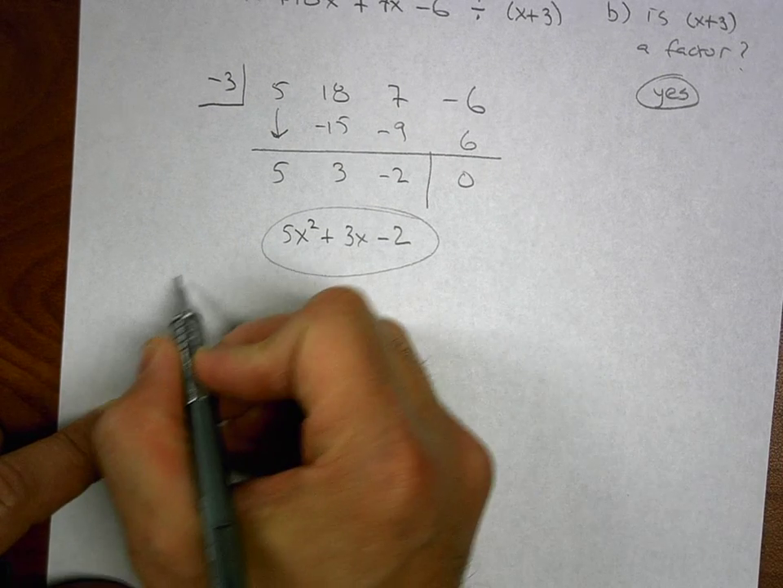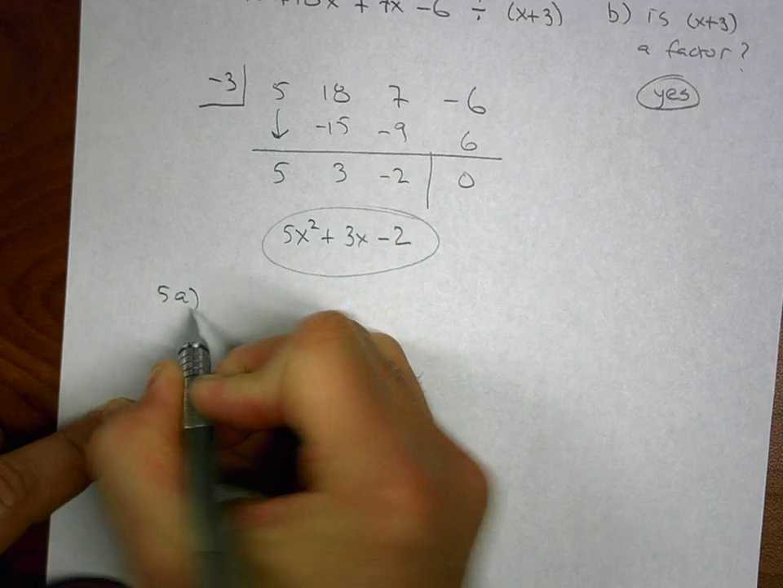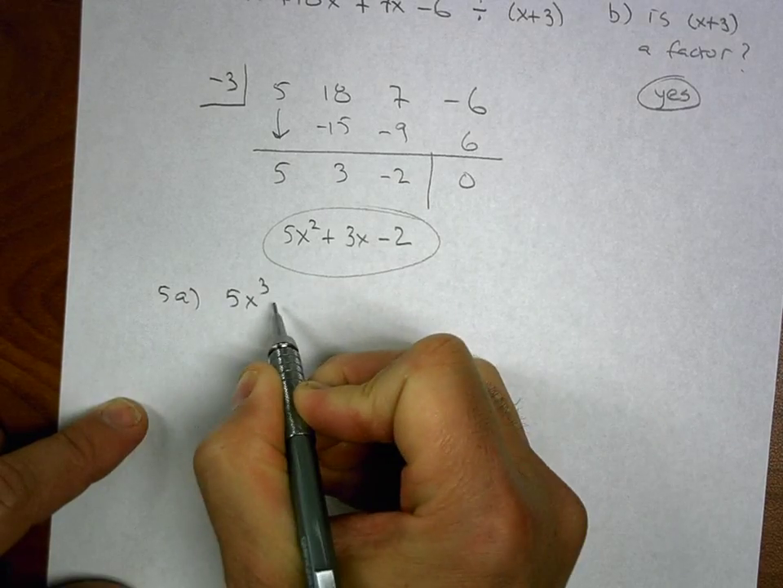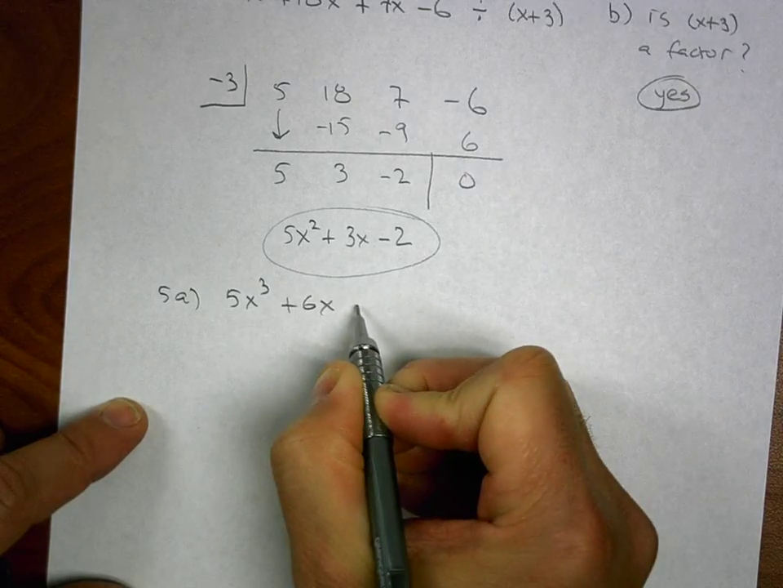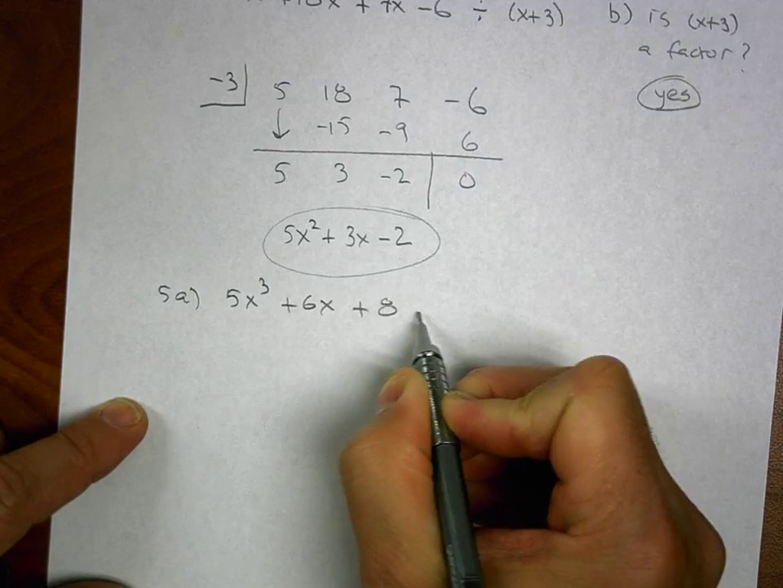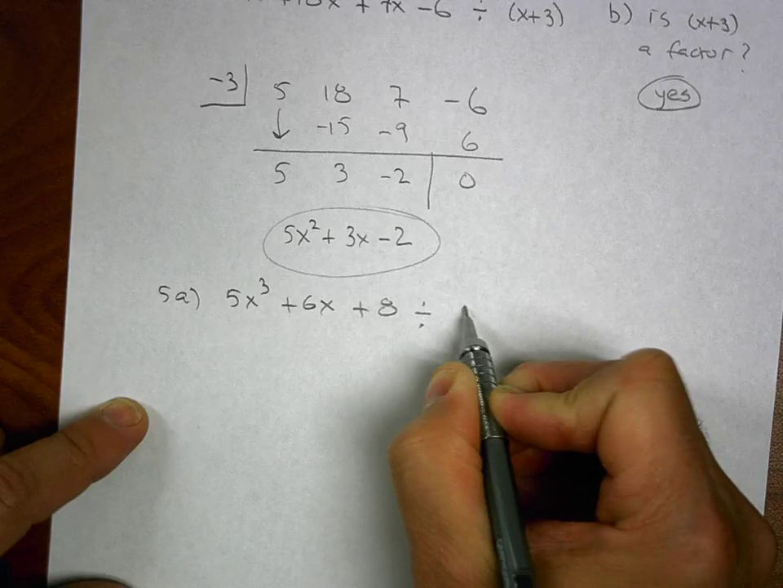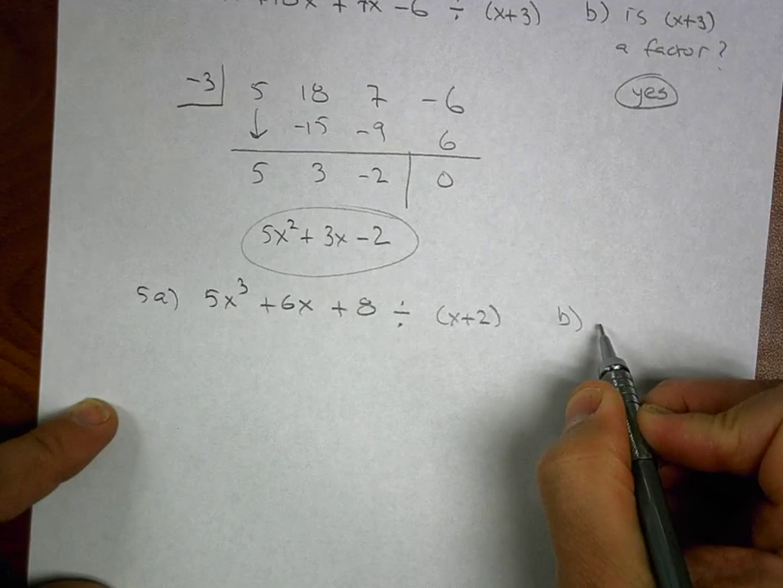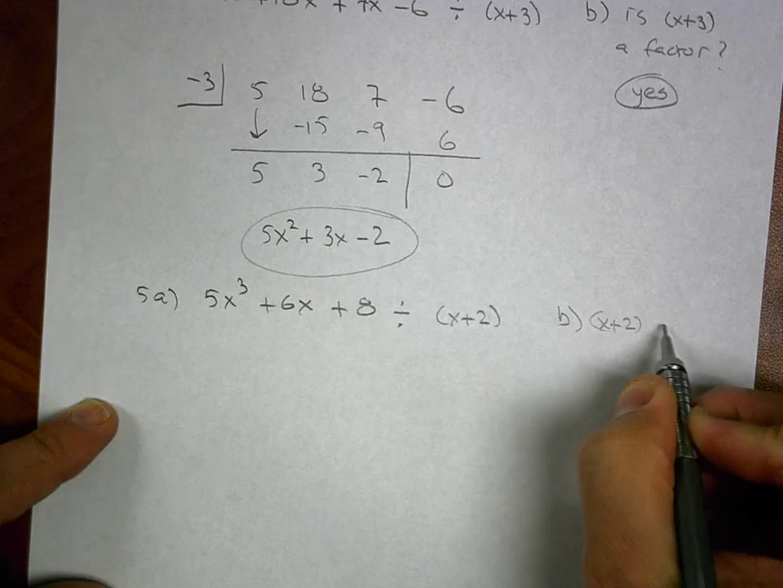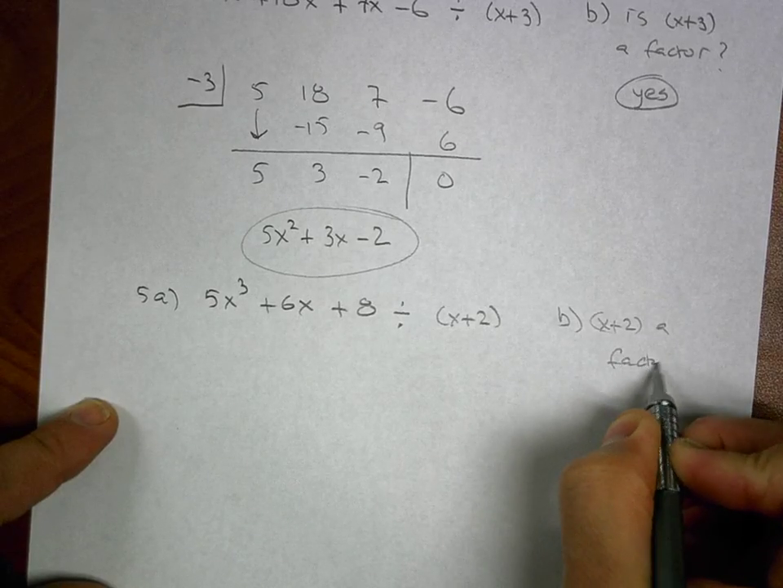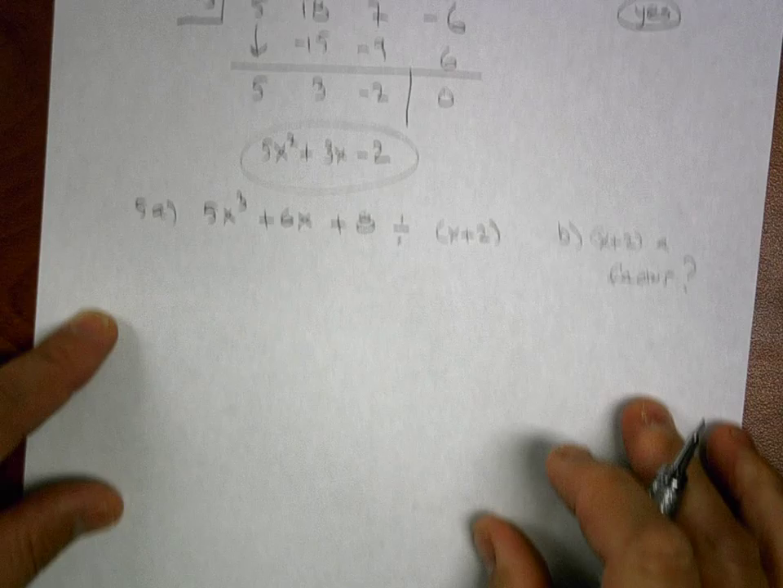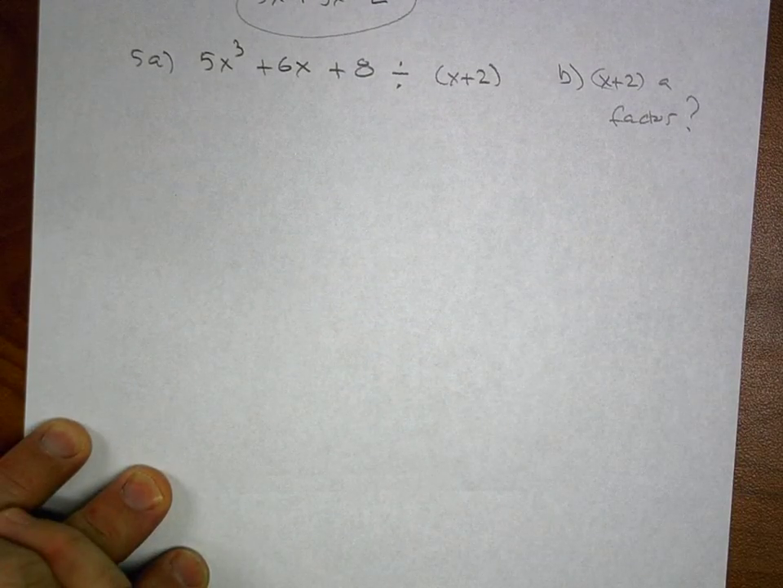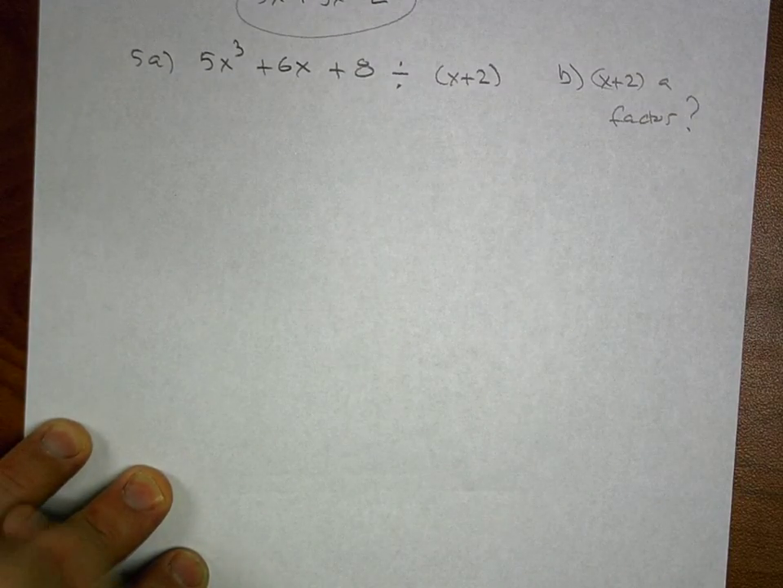Okay, 5a. 5x cubed plus 6x plus 8. We're going to divide that by x plus 2. And b, is x plus 2 a factor? Question mark. Okay? All right, so let's see if it goes in there evenly.